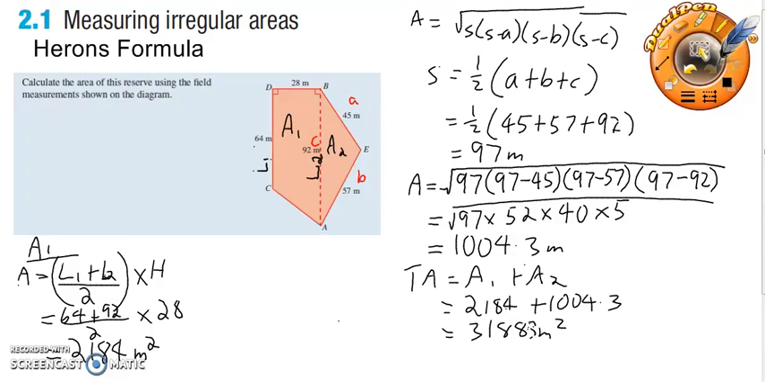And that is the trapezium formula for area 1 and Heron's formula for area 2. So just a little bit of revision on that one.